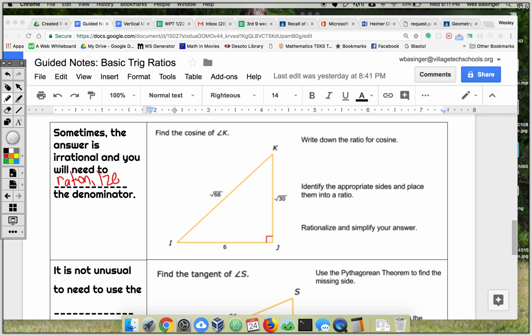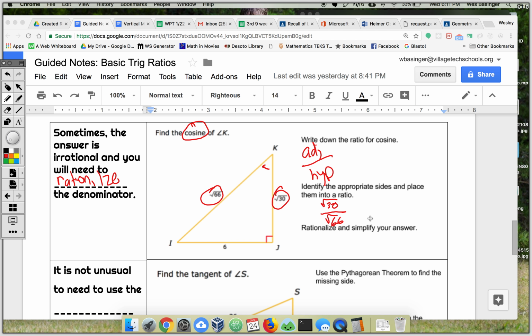So, first of all, it says find the cosine of k. So first you would write down the ratio for cosine. That never changes. That's going to be adjacent over hypotenuse. Next, you would identify the appropriate sides and place them into a ratio. So we're looking at k. So what's adjacent to k? It would be this square root of 30. So we'll go ahead and put that on top. Then on the bottom, we have the hypotenuse right here, which is the square root of 66.